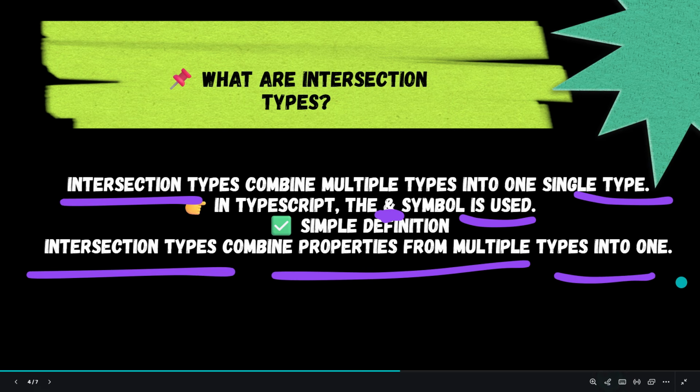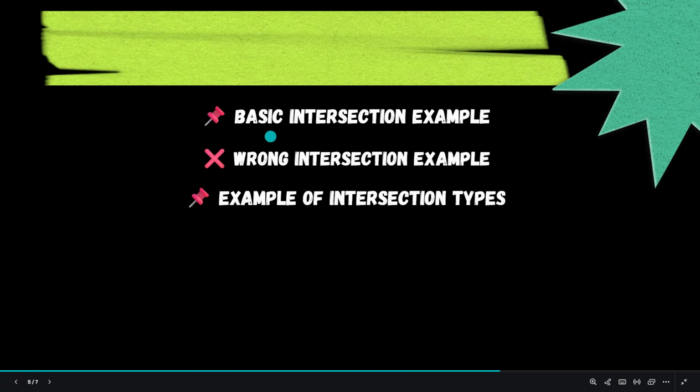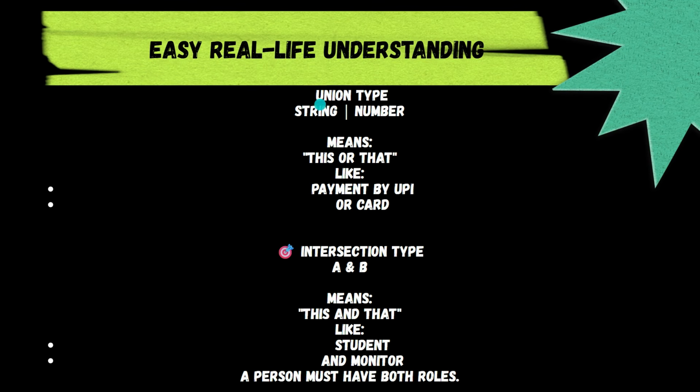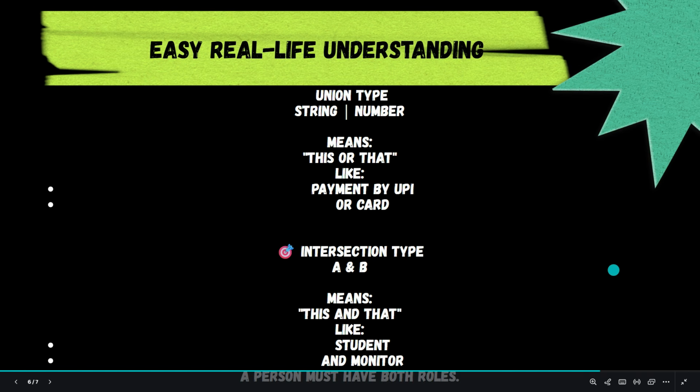And then next, we will see basic examples, real-life examples of intersection types, then union types. Okay, an easy real-life understanding. We will see the examples.